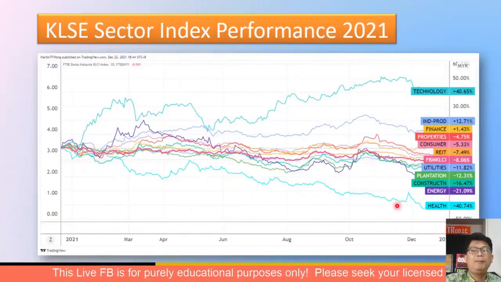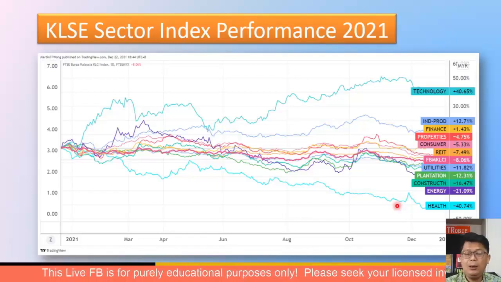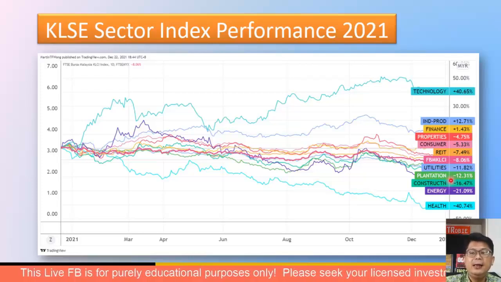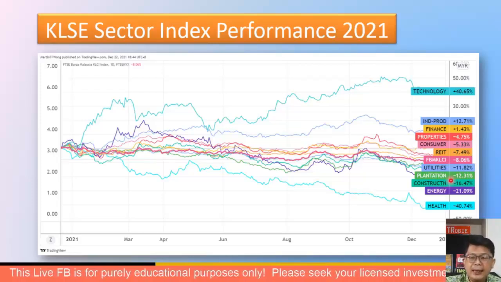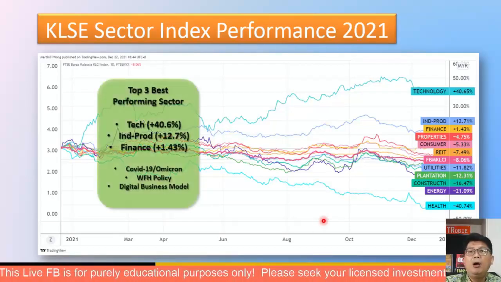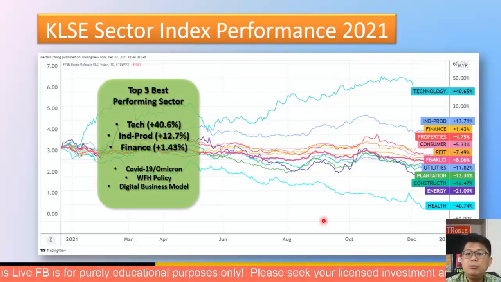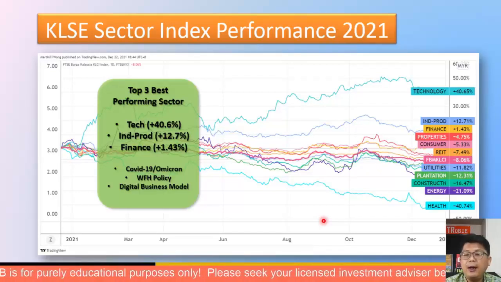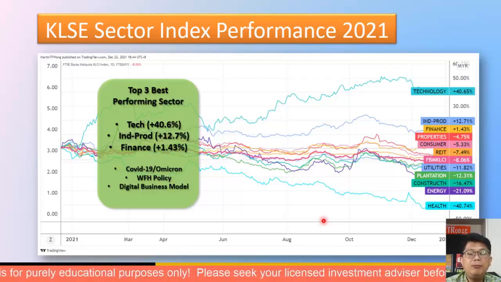So we also want to look at how we compete with our neighbors in here. Now, from here onwards, you can definitely see, this is the KLCI sector performances. Of course, our top 3 best performance were technology, all right, with a 40.6% return. Then we have our industrial product, about a 12.7% return, and finance, a 1.43% return.